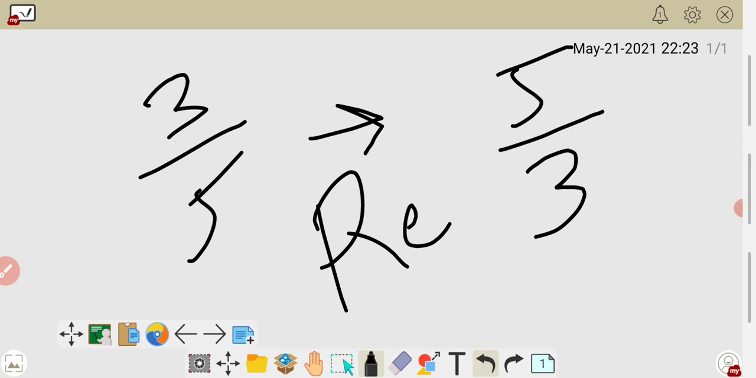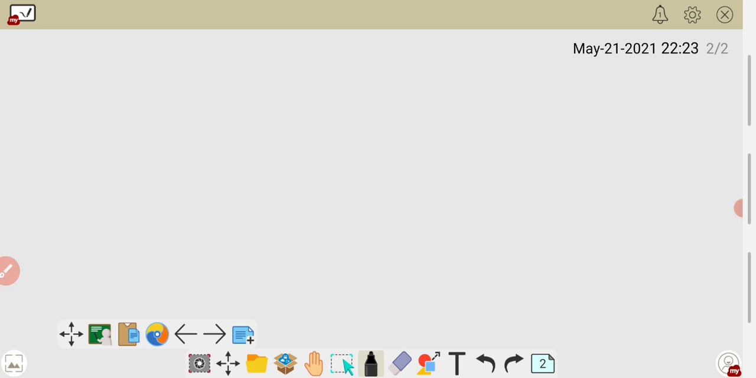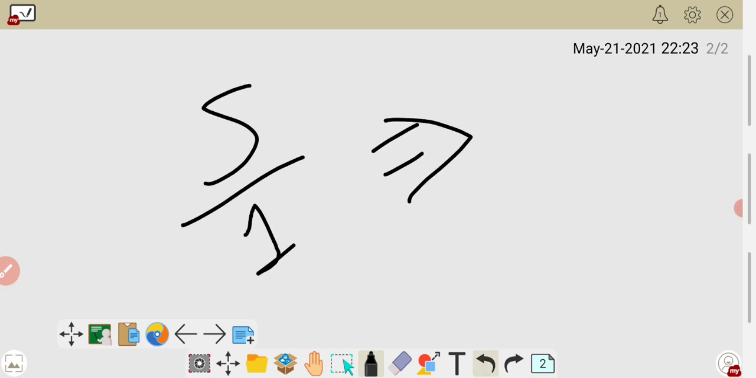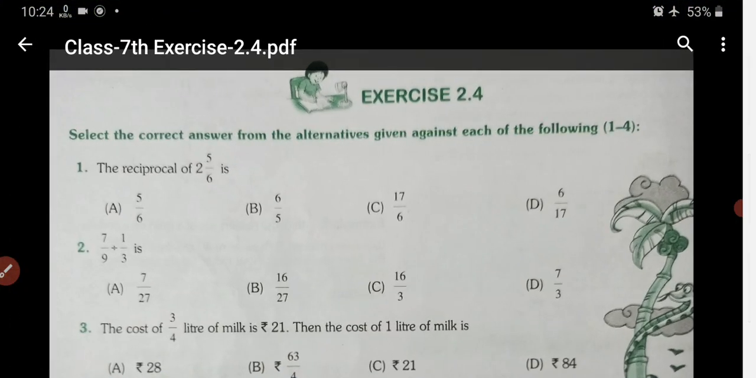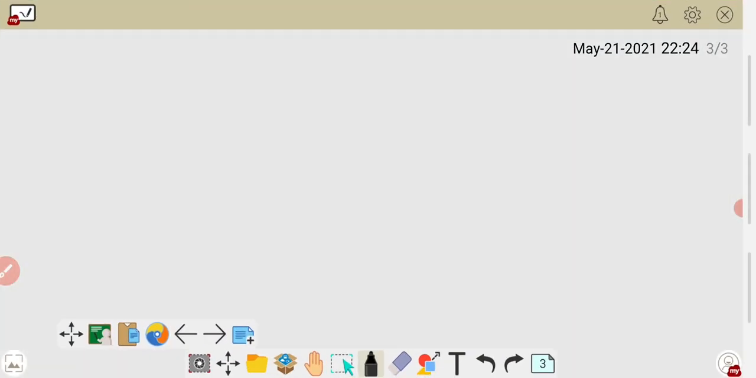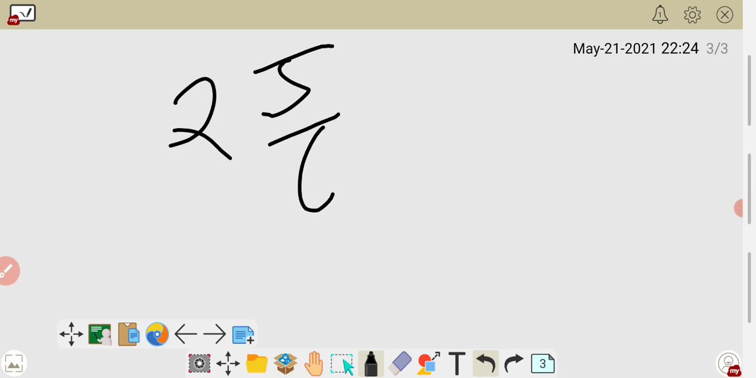One more example I am taking here. What is the reciprocal of 5? By default, you can write 1 under it, so the reciprocal is 1 upon 5. Now just look at the question. The question is: reciprocal of 2 5 by 6. It is a mixed fraction.